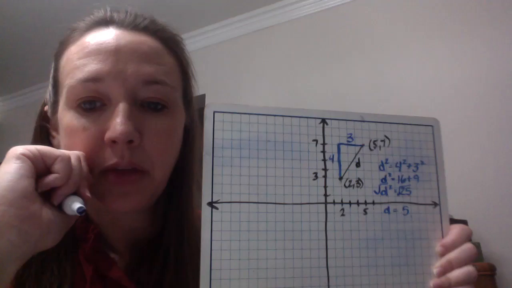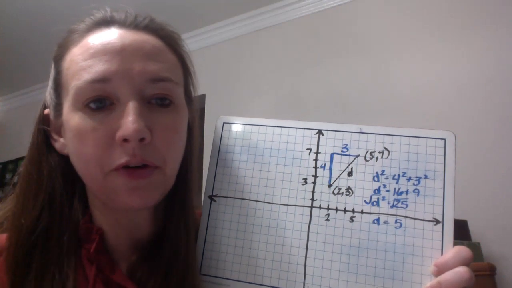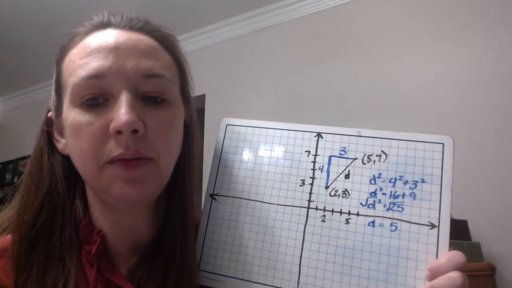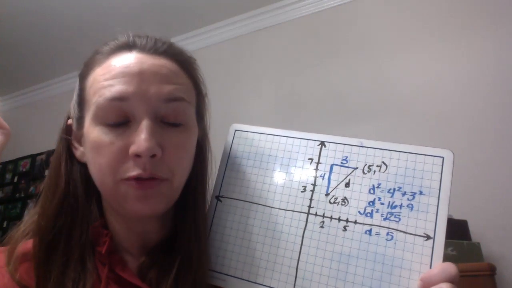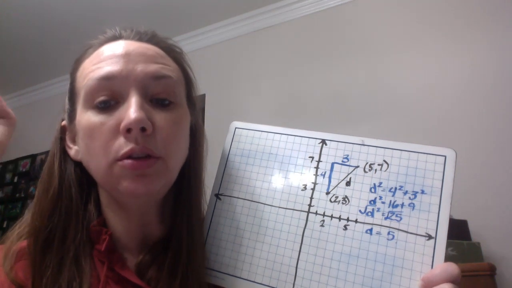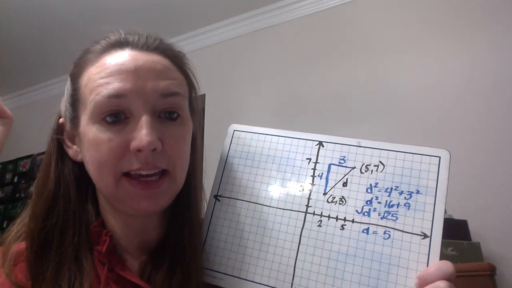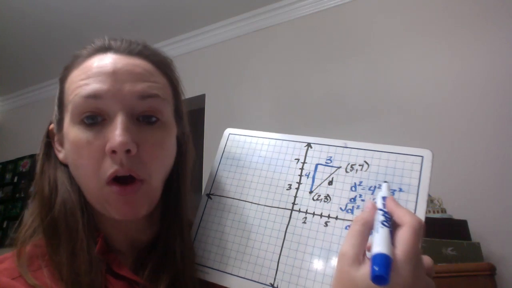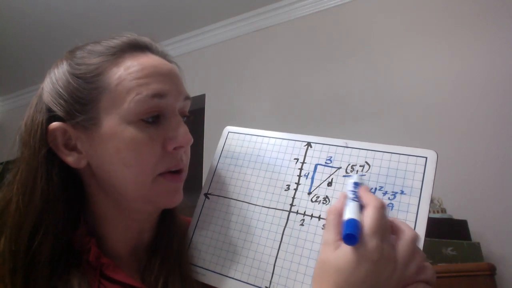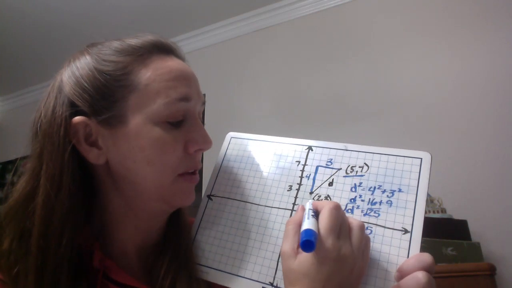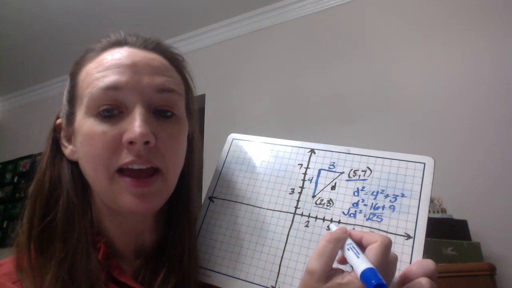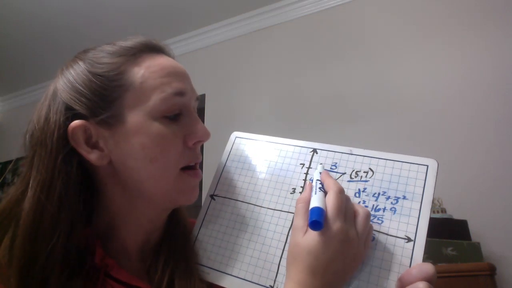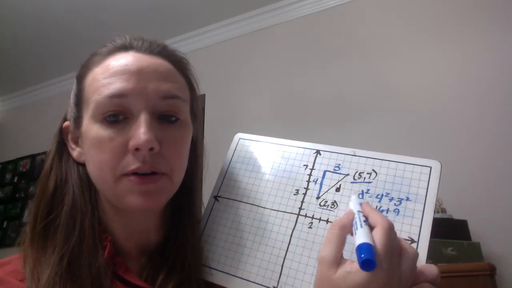Okay, so that's not too surprising. 3, 4, 5 is that common triangle that we've seen. This is not the new formula. What I want you to do is to see if I didn't want to draw it, but I was given this point here, 5, 7, and this point here, 2, 3. How could I get the 4 and the 3 from these numbers?